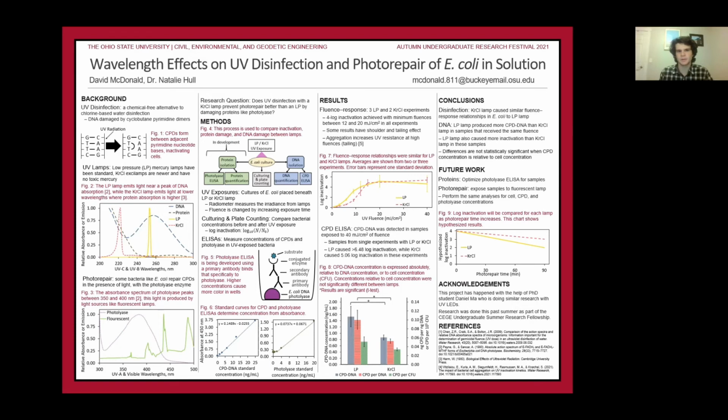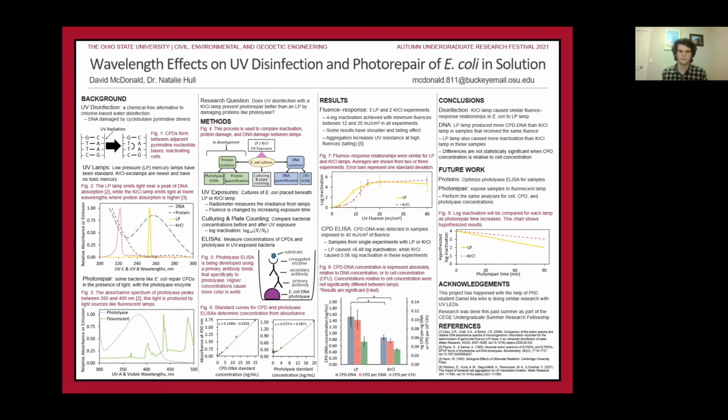Future work on this project will include optimizing the photolyase ELISA to measure photolyase concentrations in UV exposed samples. This will be used to compare the protein damage done by each lamp. Photorepair experiments are being planned to find if the krypton chloride lamp limits E. coli's ability to repair CPDs and reactivate after UV exposure.